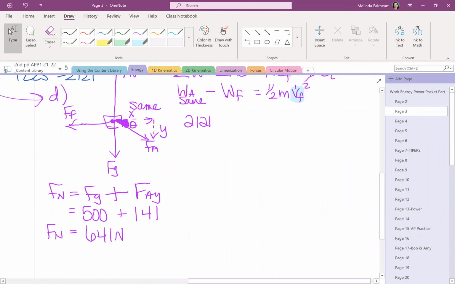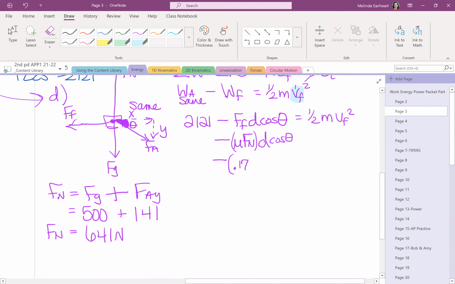And so now to find the work of friction, we can say it's the frictional force times the distance times cosine theta. And then the frictional force is that mu Fn. And just keep it going. We know the coefficient is 0.17. That would be the same because they didn't change the type of surface. But now the normal force is 641. Distance, same 15.